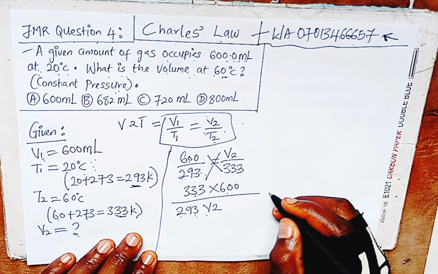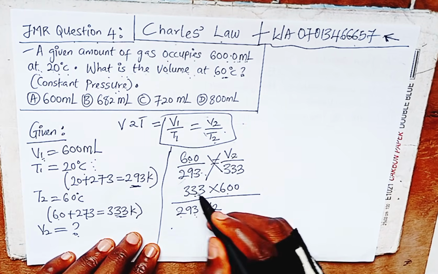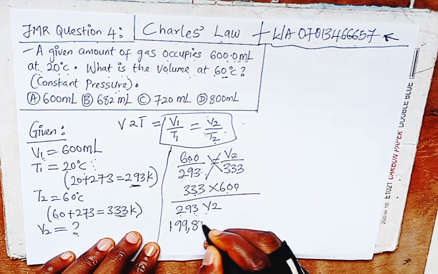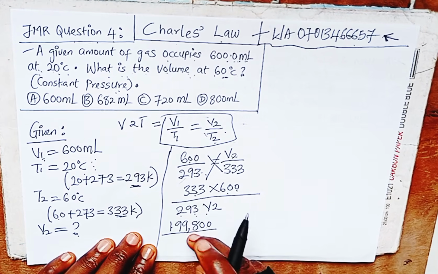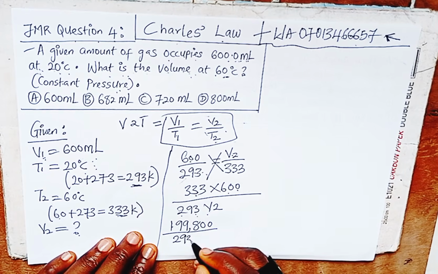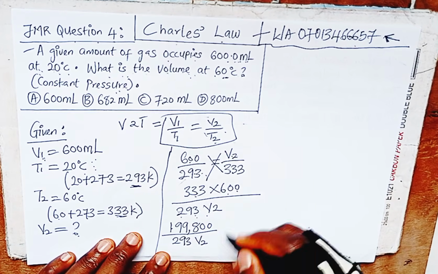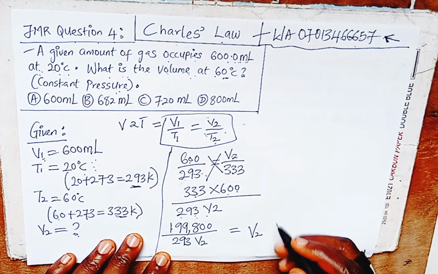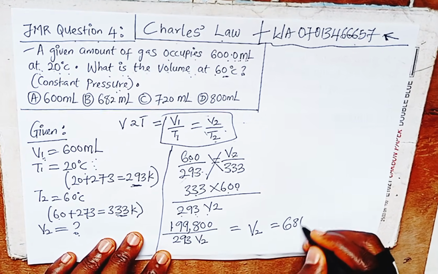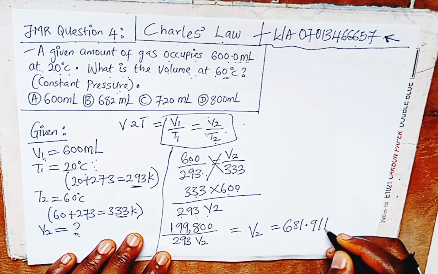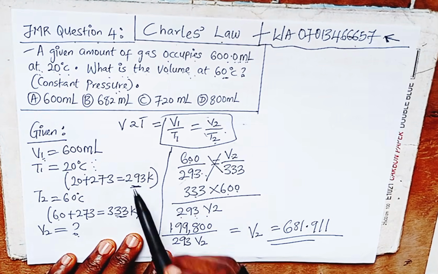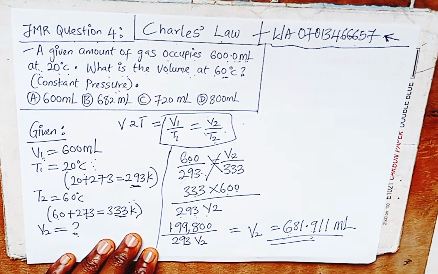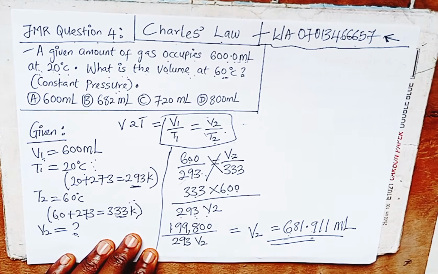So 333 times 600 gives about 199,800, according to the calculator, over 293 V2. You bring your V2 down and divide: 199,800 divided by 293 gives 681.911. This is the final volume. The initial volume was in milliliters, so the final volume will also be in milliliters. Among the options, pick the correct option or the closest option and drop it in the comment section.